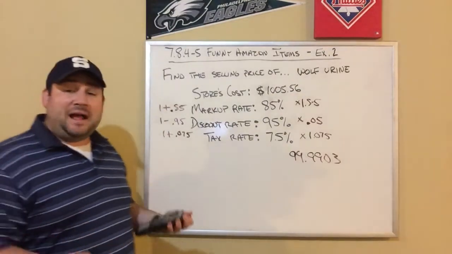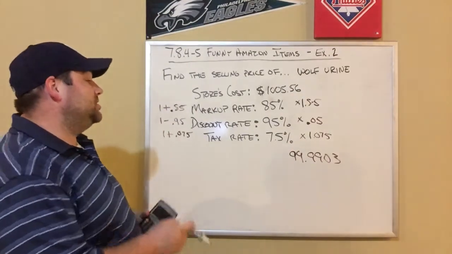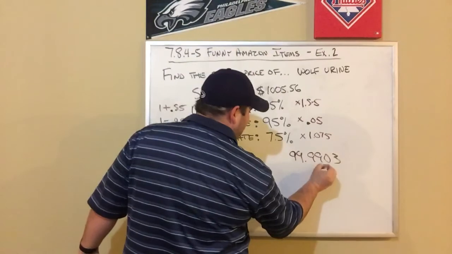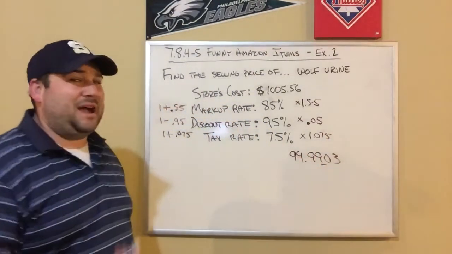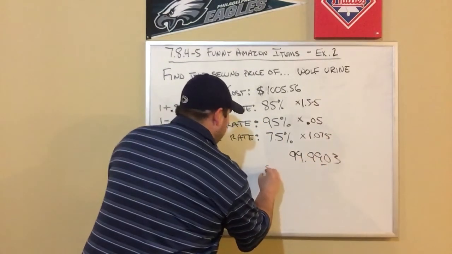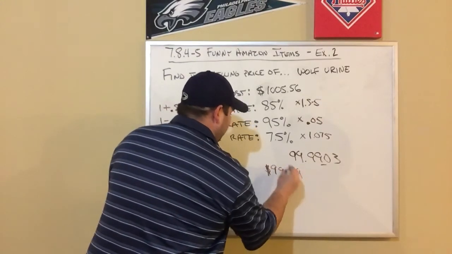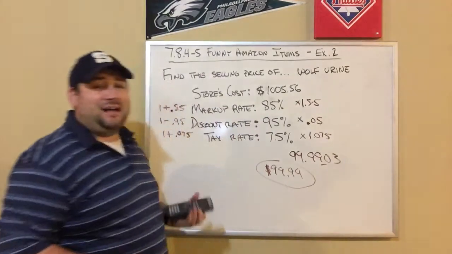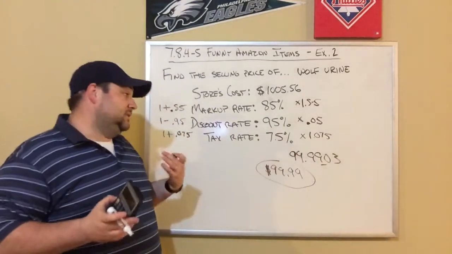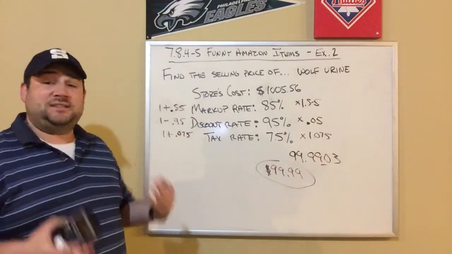This is money. We round to the nearest hundredth, so that's the second digit after the decimal. I look at the next number, that's a 0. I'm not going to round up. So I get my final answer for the cost of a 32-ounce jug of wolf urine, and it's $99.99. So seems like a pretty good investment to me.